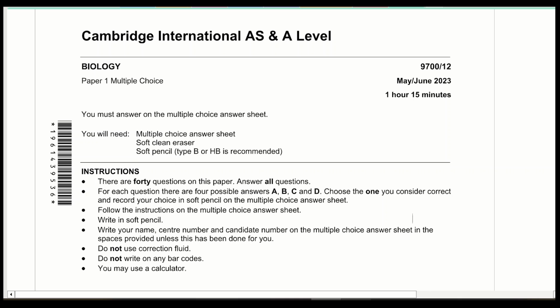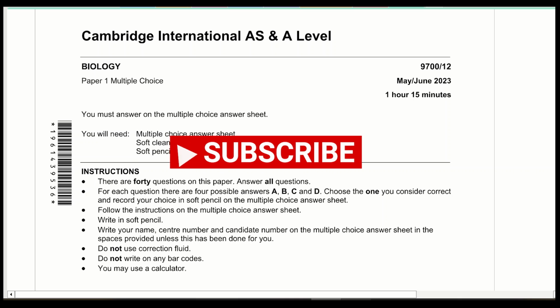Hello, it's Shudena Nagar, and today we're going to be solving May-June 2023 Paper 1 Variant 2.